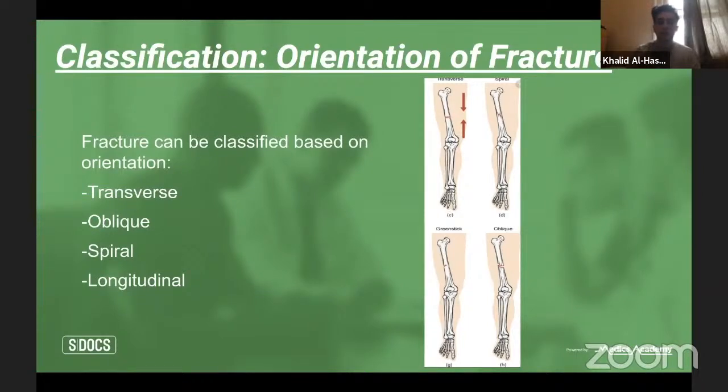Spiral, in which the fracture generally forms in a spiral shape. So you'll see fragments hooking around each other like so. And longitudinal, which isn't shown in any of the pictures to the right, I'm afraid, but is a fracture which generally tends to span from the top downwards to the bottom.